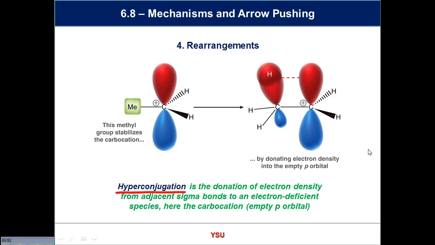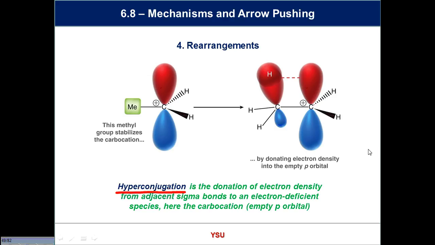Yes, this is the donation of electron density. What it means basically is a carbocation, which is missing a pair of electrons, can get some help from its neighbors. It can get some help by feeling the influence of neighbors. If you don't have those neighbors, you don't get this. So lesser substituted compounds, such as a primary or a methyl type group, don't have many neighbors or any at all, and so this doesn't work.